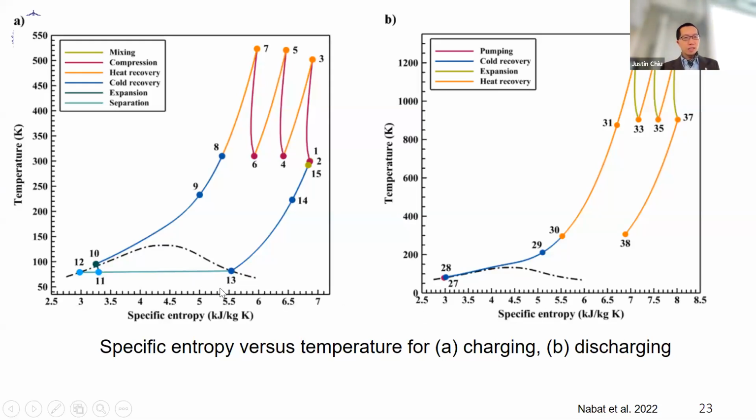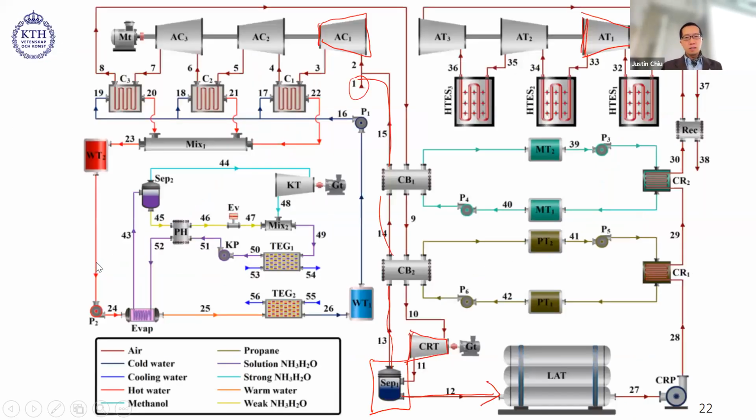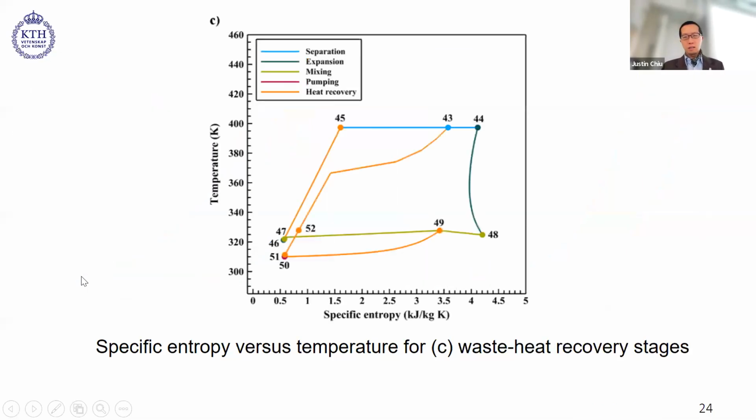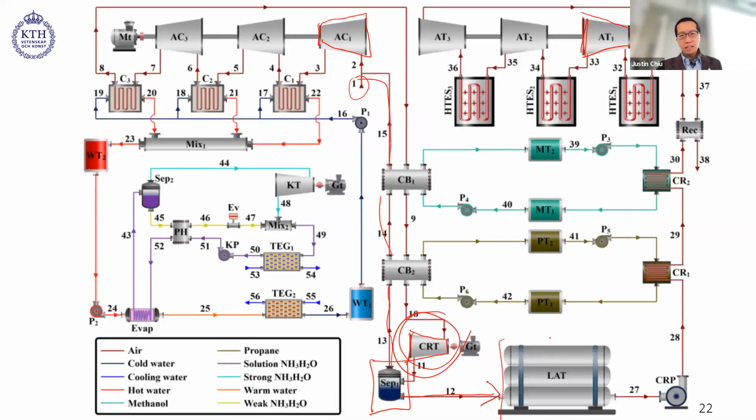So you can see to the left, this is for charging. You go from ambience A1, you compress it, you cool it, you compress it, you cool it, you compress it, you cool it. And then at point 10, we expand it. This is the CRT over here. We expand it, and then we get to the point where you have some liquid and some gas. The gas you send back to the compressor, and the liquid 12 you store it. And the storage is here. This LAT. This is a liquid air tank.